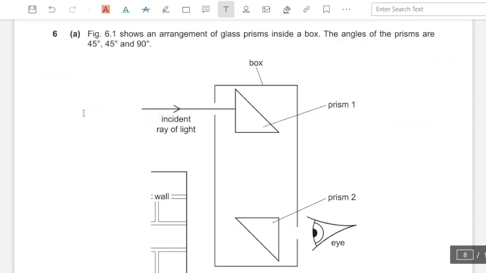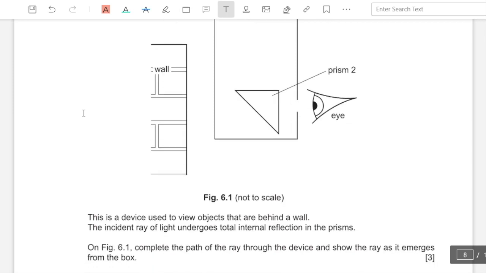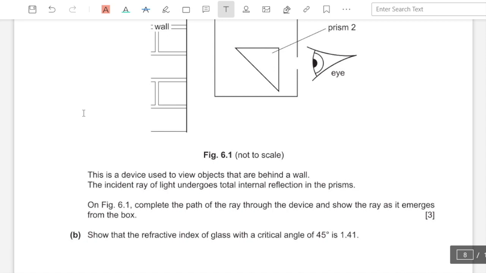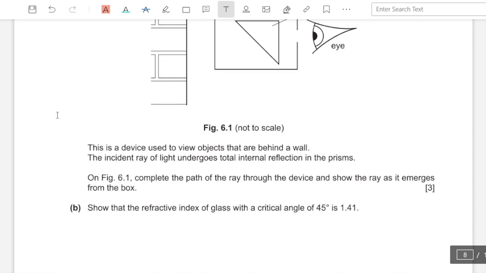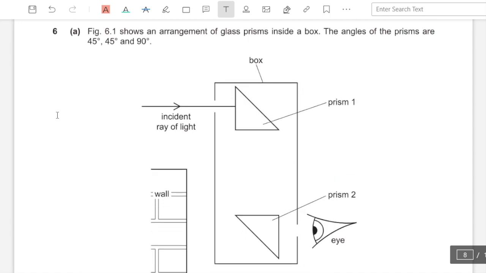6A. Figure 6.1 shows an arrangement of glass prisms inside a box. The angles of the prism are 45, 45 and 90 degrees. This is a device used to view objects that are behind a wall. The incident ray of light undergoes total internal reflection in the prisms. On figure 6.1, complete the path of the ray through the device and show the ray as it emerges from the box. Since this is total internal reflection inside the prism, that means the angles of incidence and reflection are going to be 45 degrees.